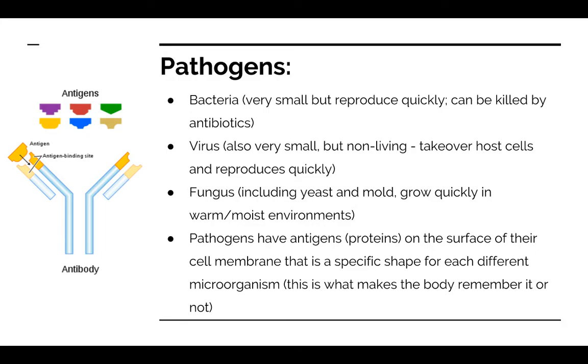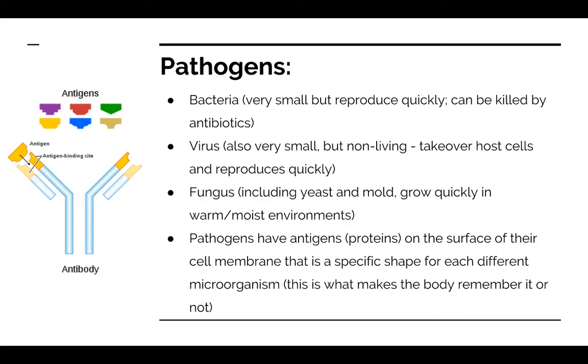So let's start with pathogens. Basically, there's different kinds of pathogens. They're small microorganisms that cause disease, so they make us sick. Bacteria is very small, reproduces really quickly, but it can be killed by antibiotics. And this is a good thing because if you have a bacterial infection, you can get rid of it relatively easily. Virus is a little bit more difficult.